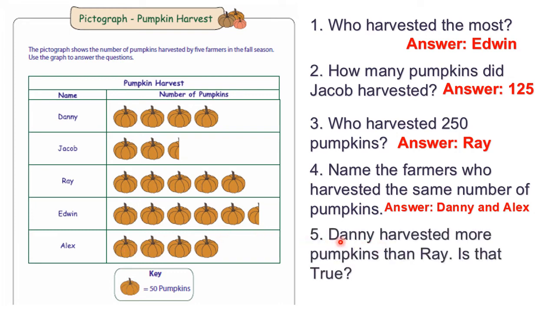Honey, sorry. Danny harvested more pumpkins than Ray. Is that true? So we have to consider here Danny. Danny here has 4 pictures of pumpkins. Okay. While Ray has 1, 2, 3, 4, 5. So which has more, Danny or Ray? Oh no, it's Ray. So that means no, it's not true.